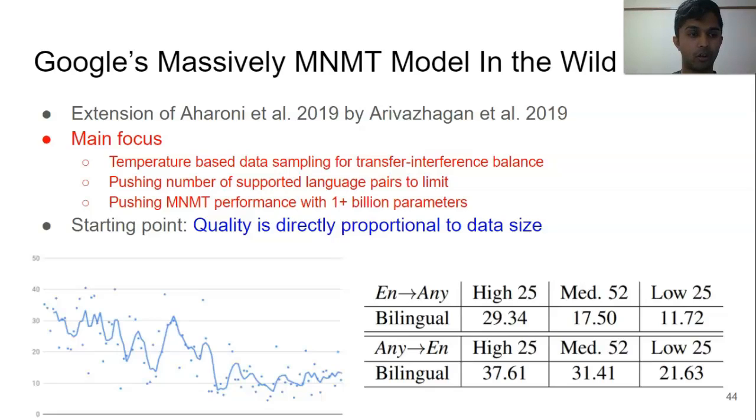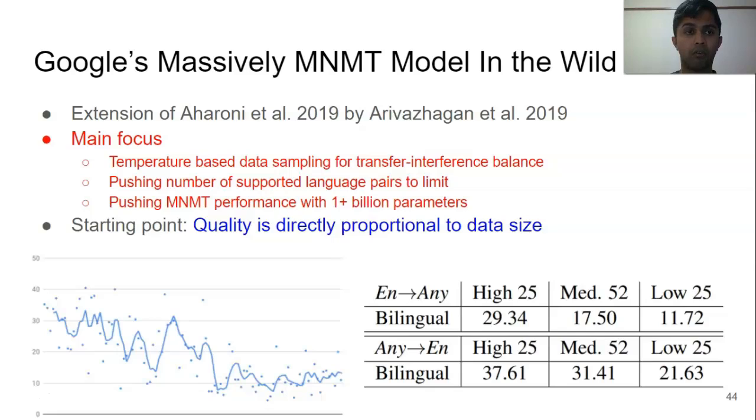If you look at the graph on the bottom left side, the dots and the lines show the translation qualities for high resource languages to low resource languages from left to right respectively. So you can see that high resource languages generally have a high BLEU score and low resource languages generally have a low BLEU score.